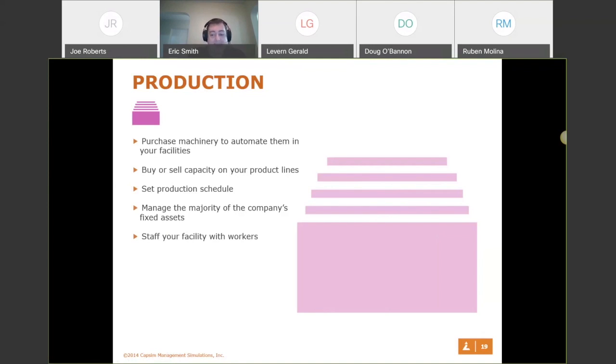But production's also where they handle their fixed assets in the sim. So we only make students learn two. There's capacity, which determines quantity. How much of each product can I produce? The rule is you can build up to double your first shift capacity, because we have a first and a second shift of workers working that same production line.